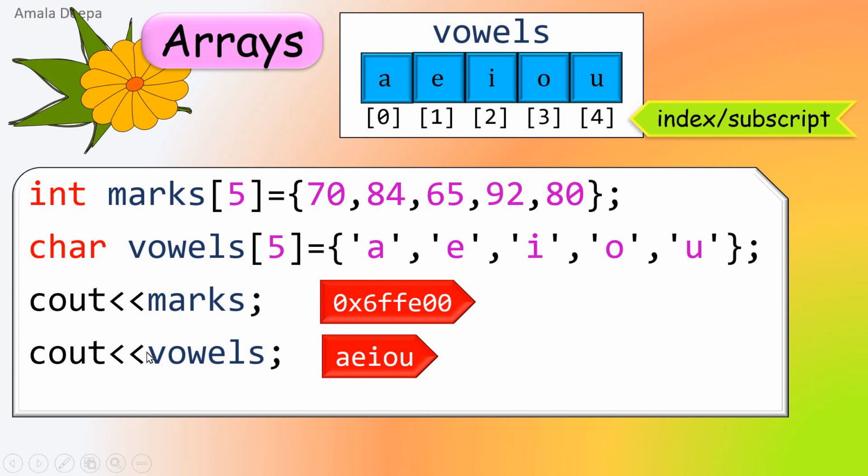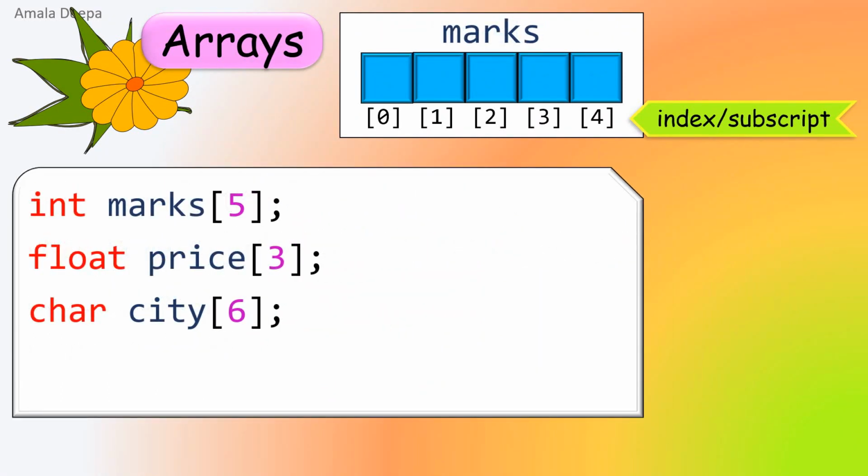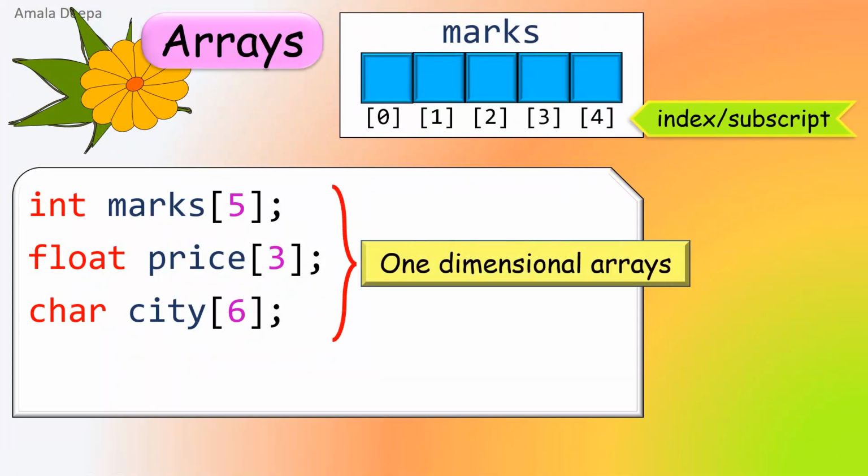So there is a difference in the way in which a numeric array and a character array are treated by the compiler. Look at the following array declarations. These arrays have only a single row. That is, all the elements are stored in one row. When an array has only one row, it is called a one-dimensional array.